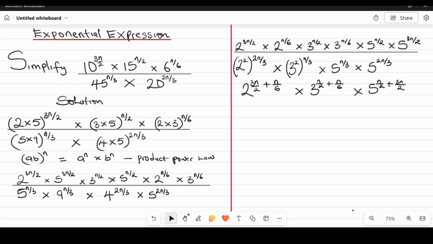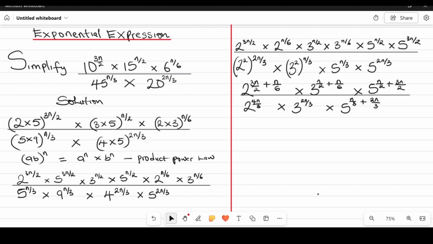So we arrive at 2 raised to the power of 4n divided by 3, times 3 raised to the power of 2n divided by 3, times 5 raised to the power of n divided by 3 plus 2n divided by 3.